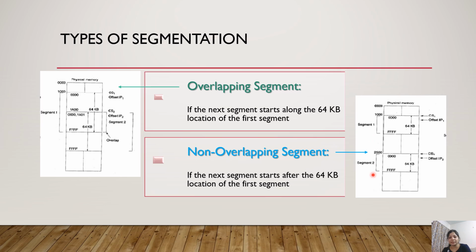The first segment and second segment have a very distinct area that is not overlapped. So the second segment actually starts after the 64 kilobyte location of the first segment. Thus, they are non-overlapping segments.